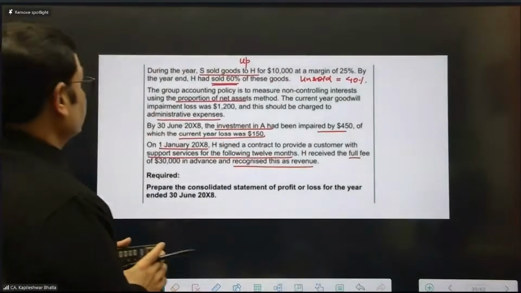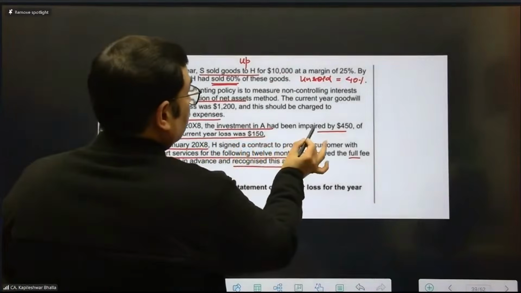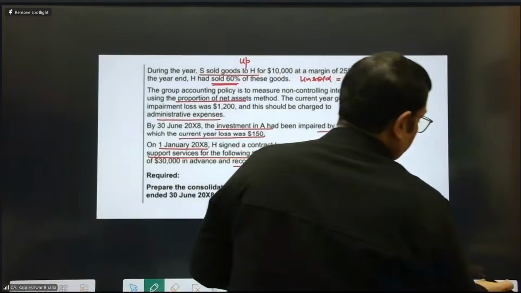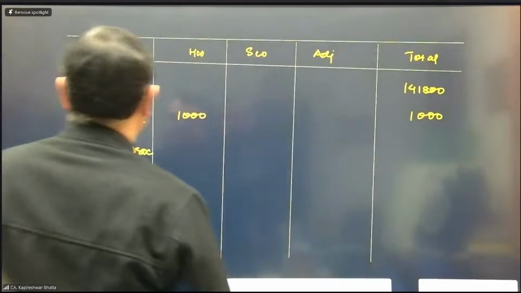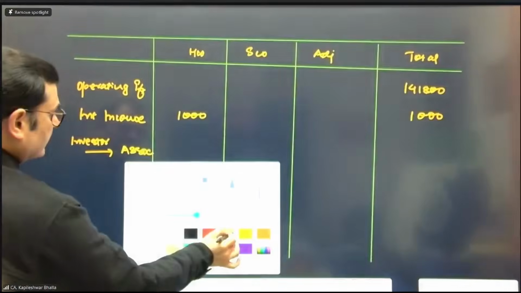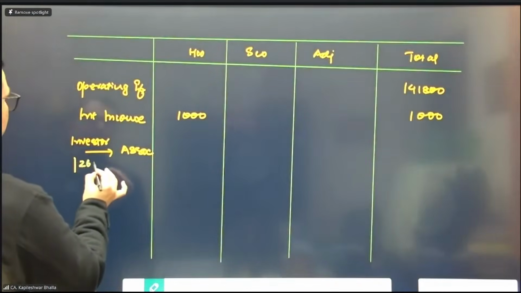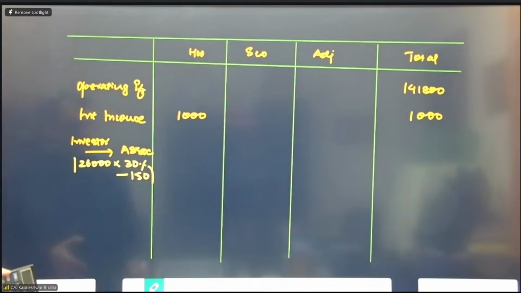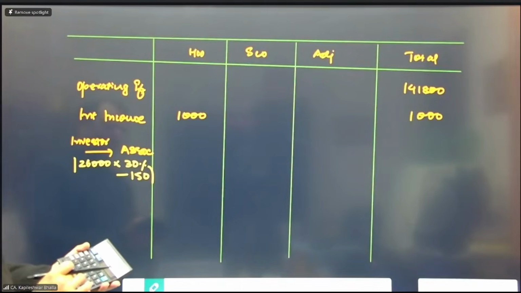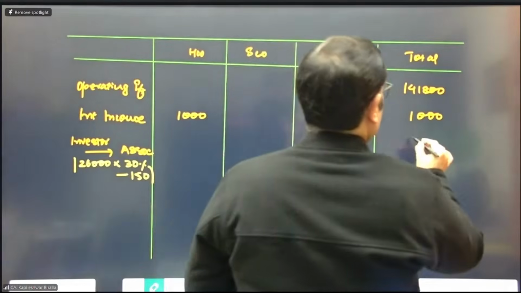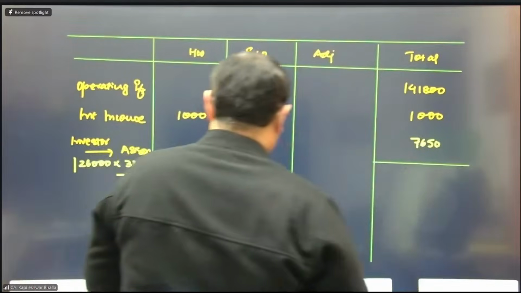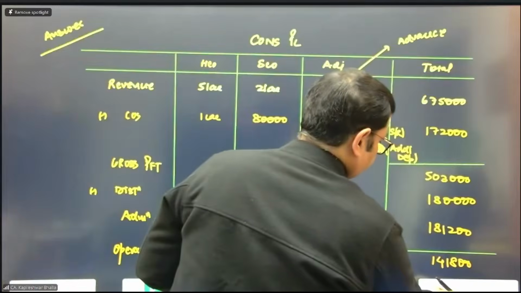But there is one adjustment. The investment is impaired by 450 and the current year impairment is 150. So we'll take care of that impairment also from there. So we can take this as 26,000 into 30% and reduce the impairment of the investment from this share itself. So 26,000 times 30% minus 150 works out at 7,650. So this will give us another profit in the question.